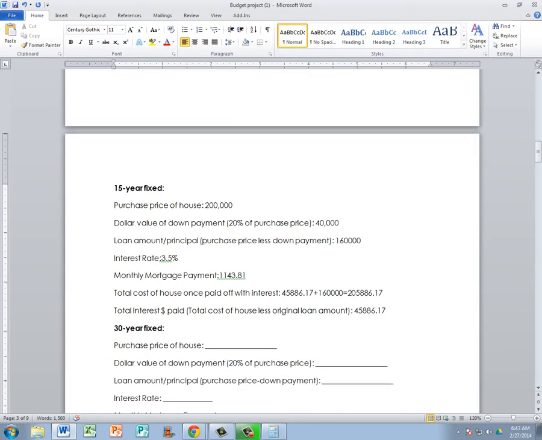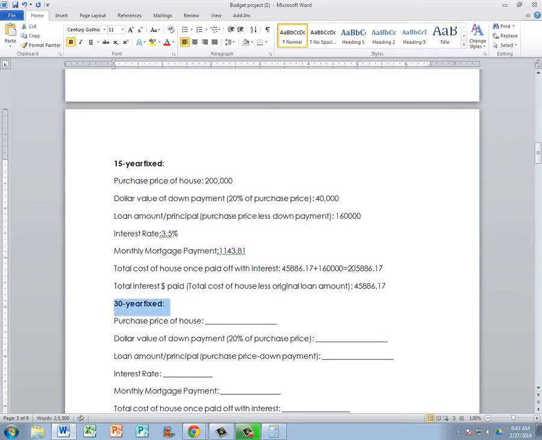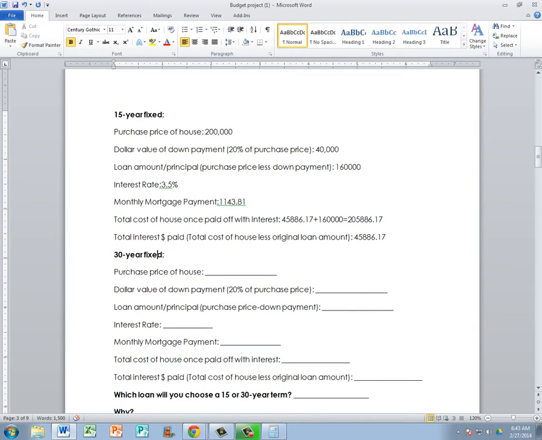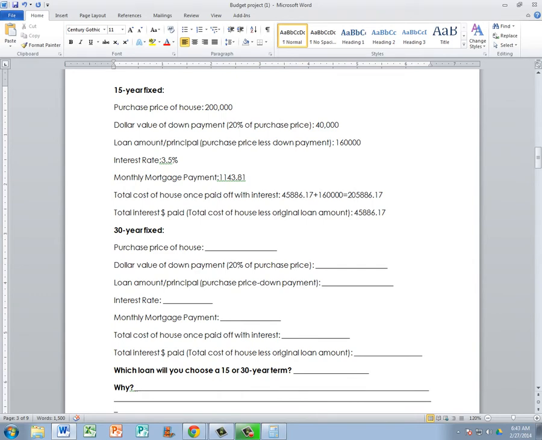Then you're going to do the same thing for a 30-year fixed. Basically this is saying that it's fixed, so your interest rate isn't changing, and you're going to have 30 years to pay it off. Typically you'll notice when you find the average interest rates for a 30-year fixed mortgage that they're going to be higher than the 15-year fixed mortgage because it's giving you more time to pay it off.